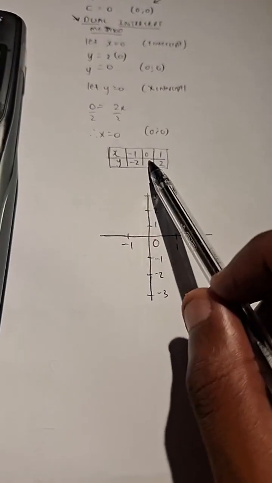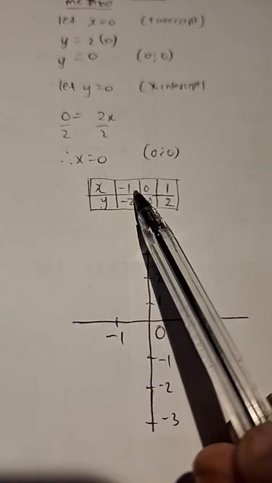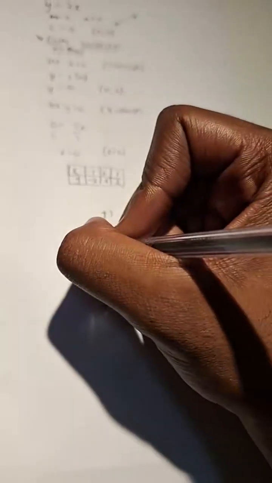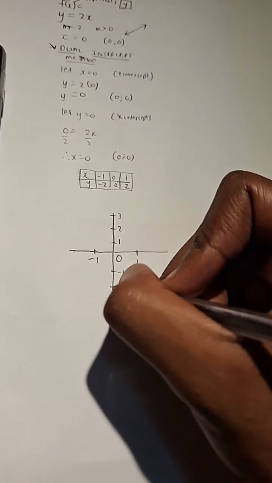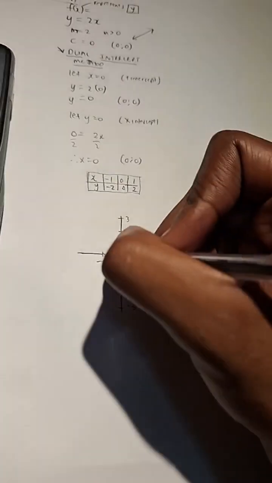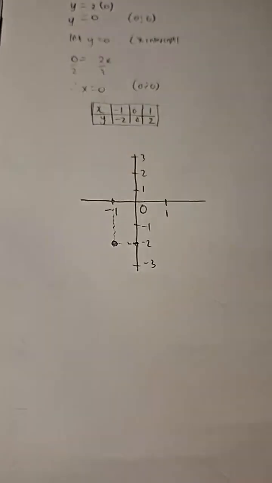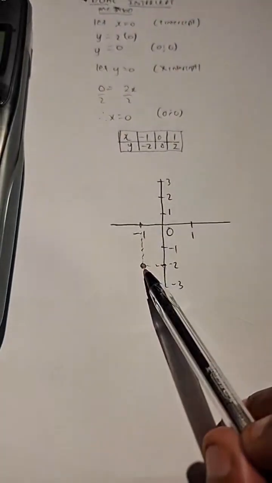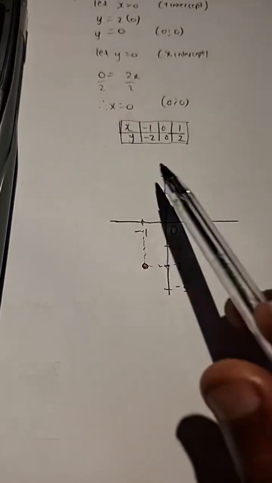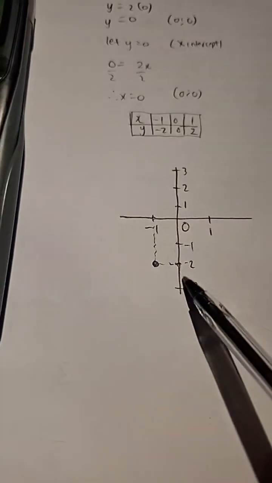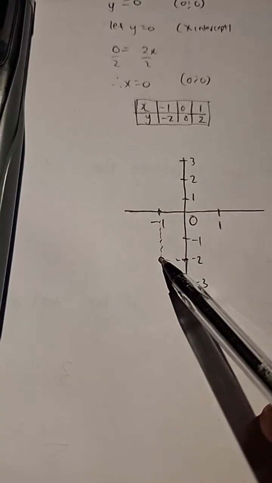Then I want to locate these points. When x is -1, that's here, and where y is negative 2, that's there. Where do these two meet? They meet right there. That's where the marriage happens: -1 for x and -2 for y. There they are. So that's our point.